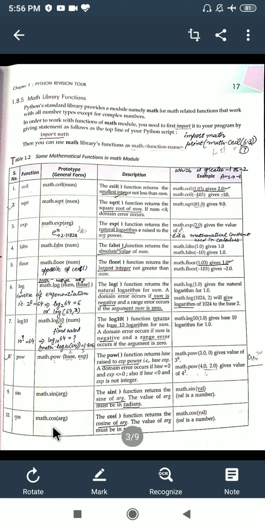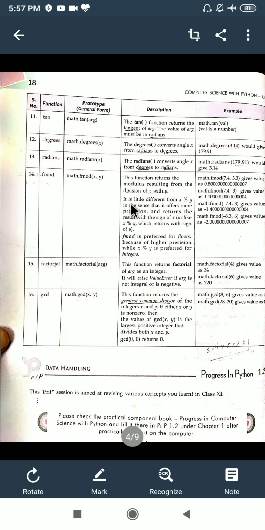Sine, cos, tan, we all know these are mathematical geometrical terms. Here we need to provide an angle, and mind it, the angle will always be given in radians. Fine. Then only it will give you the correct answer, otherwise your answer will be wrong. So you just need to give the value of the angle in terms of radians, and it will give you value of sine theta, cos theta, and similarly the tan theta.